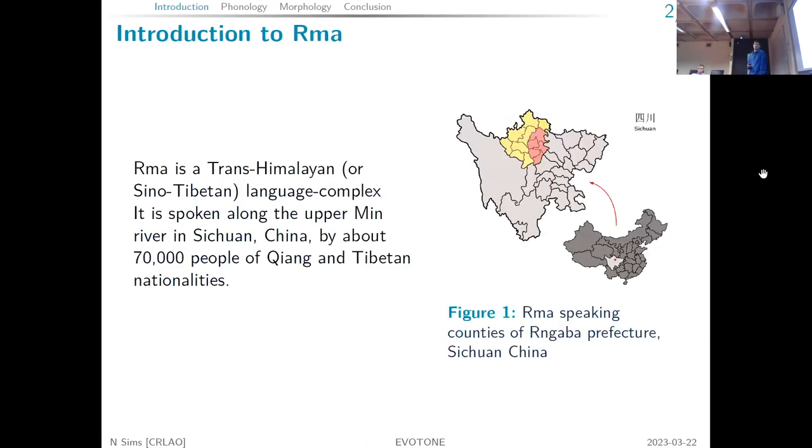So Rma is a Trans-Himalayan language, or language complex, a group of dialects, spoken along the upper Min River in Sichuan, China, by about 70,000 people of Qiang and Tibetan nationalities. So Qiang in Chinese. So here is Sichuan, China. The red counties on this map are places where Rma is spoken, and the general prefecture is the yellow and red together. So just those five counties in northwestern Sichuan is in Rma.